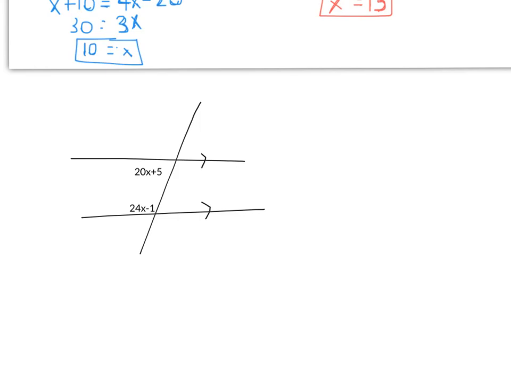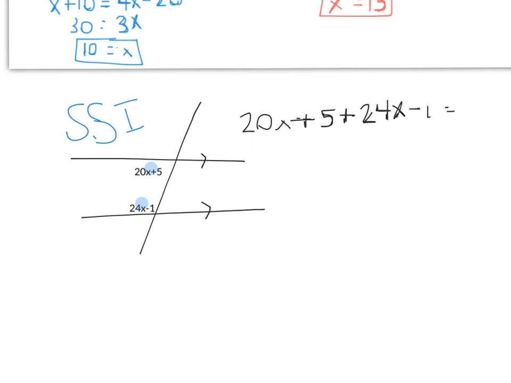So if I mark these two angles, what's the relationship of those two angles? They are same side interior. What do you know about same side interior angles? Well, they're supplementary. They add up to equal 180 degrees. So if I wanted to solve this, I would say 20x plus 5 plus 24x minus 1 equals 180.